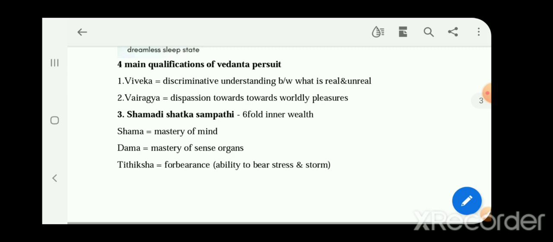So coming to here, Viveka means a discriminative understanding between what is real and what is unreal that one should have. This is the primary pursuit, the primary qualification to go into a Vedanta pursuit. And the next qualification is Vairagya. Vairagya means a dispassion towards worldly pleasures.